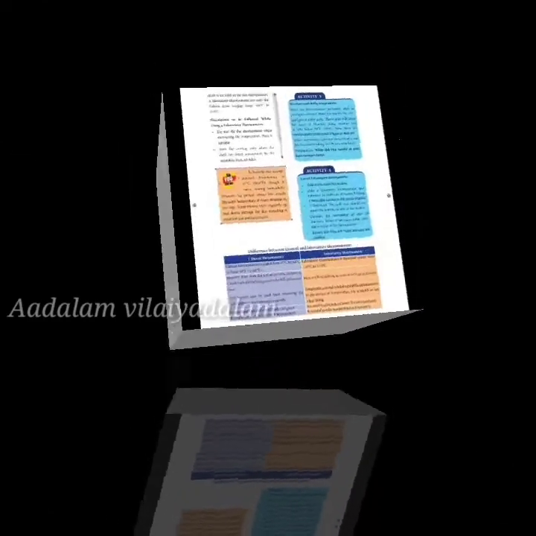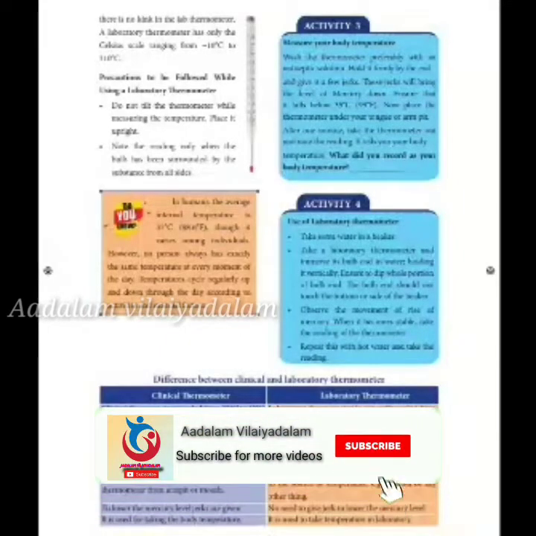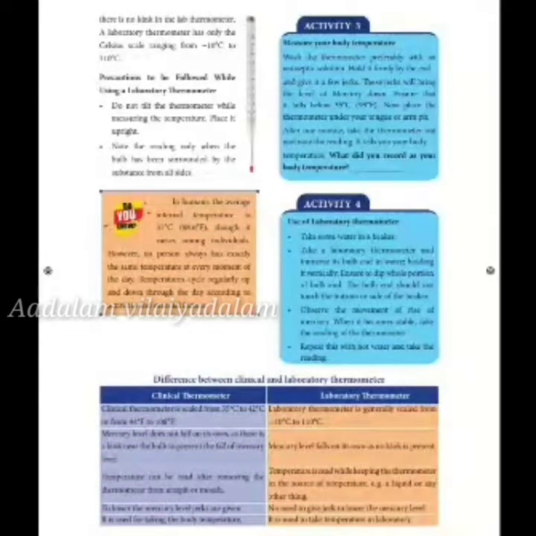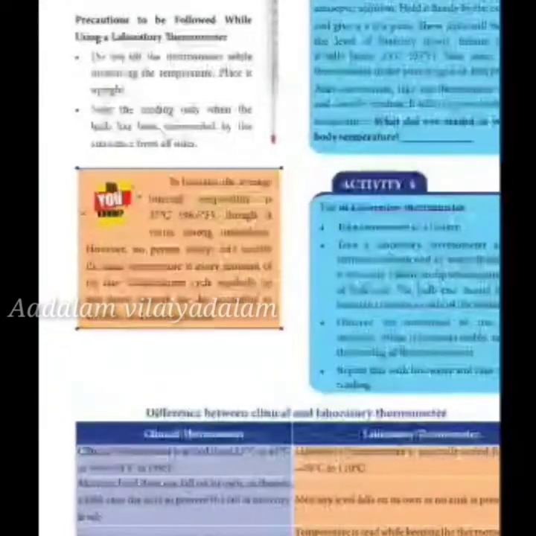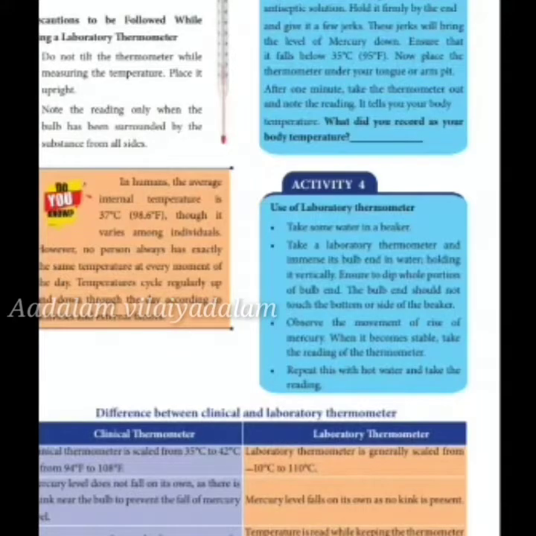Good morning, students. This is part 2 of lesson 1, term 2, Heat and Temperature, Science. Now, in the last class, we saw the difference between the clinical and laboratory thermometer. The clinical thermometer is scaled from 35 degrees C to 42 degrees C. Both temperatures are given in the clinical thermometer. In the laboratory thermometer, only Celsius degrees are given.